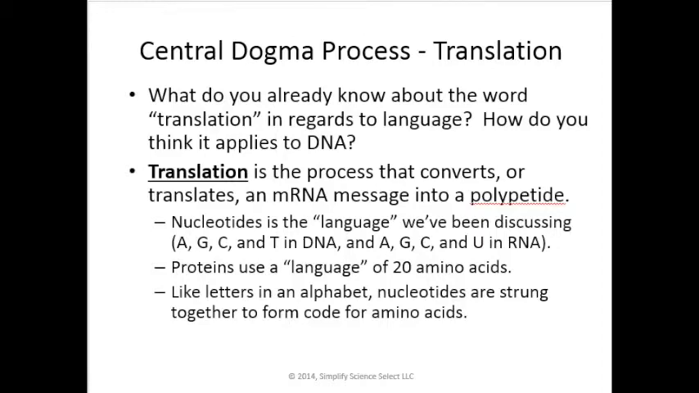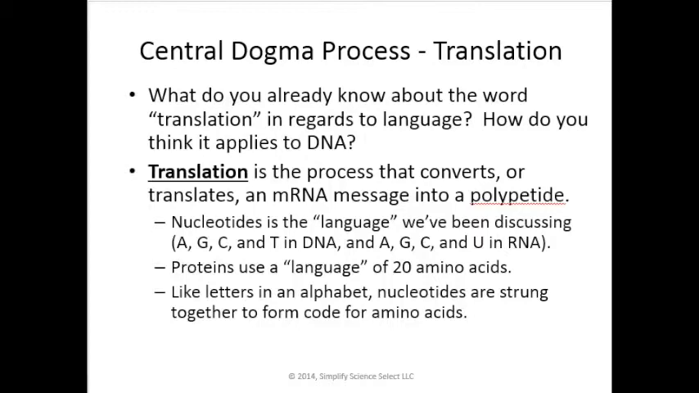And the last, translation. So in translation, we use the same word because it's the same as translating English to Spanish. We're moving from one language to another. In DNA and RNA, we were speaking the same language. We had some different letters, like in DNA we used A, G, C, and T, and then in RNA we used A, G, C, and U, but it was still the same language.